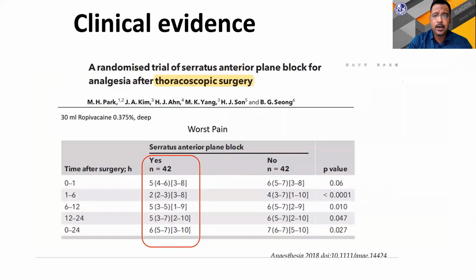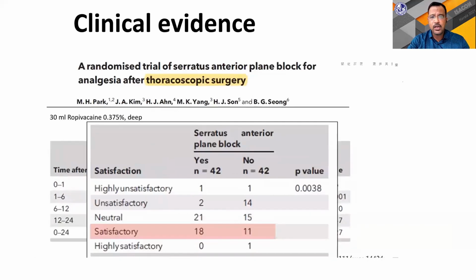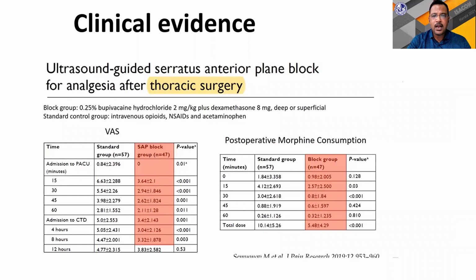Coming to another randomized trial of use of serratus anterior plane block for analgesia after thoracic surgery, the patients who were given serratus anterior plane block were more satisfied. And this is another paper where ultrasound-guided serratus anterior plane block was used for analgesia for thoracic surgery. Patients who received the serratus anterior plane block had a better VAS score and the postoperative morphine consumption was less.